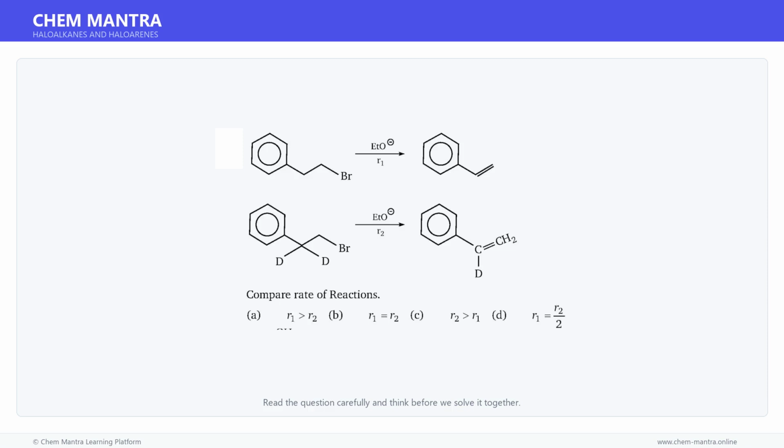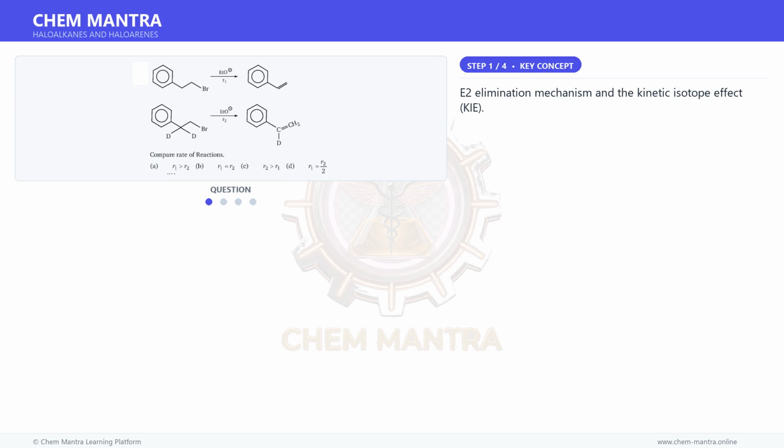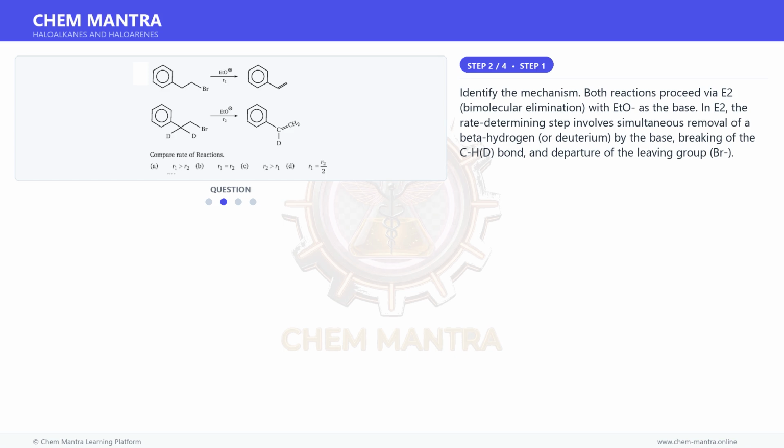Here is a question. Read it carefully and think about the answer. Let us solve it step by step. Let us first understand the key concept here. E2 elimination mechanism and the kinetic isotope effect, KIE. Moving on to the next step.